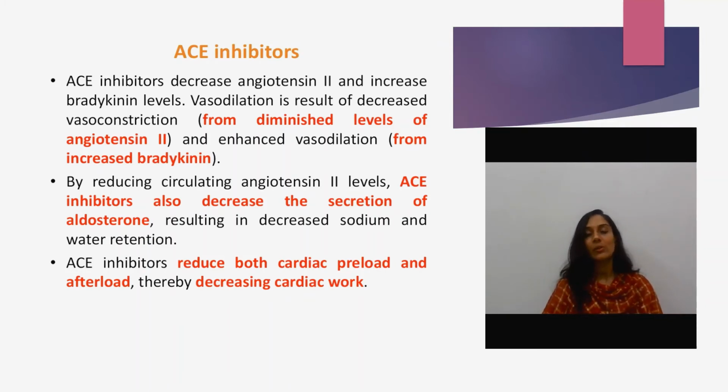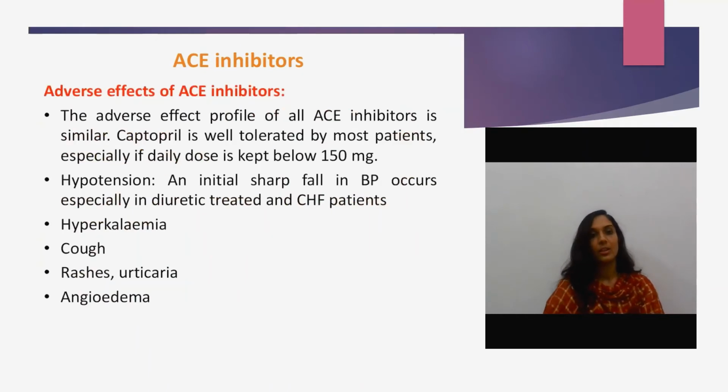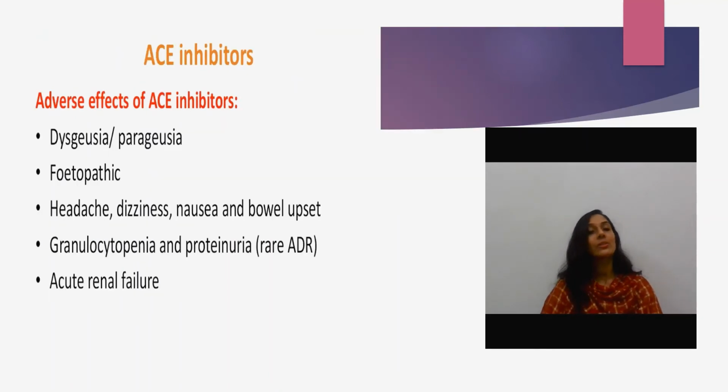By reducing circulating angiotensin 2 levels, ACE inhibitors also decrease the secretion of aldosterone, resulting in decreased sodium and water retention, right? ACE inhibitors reduce both cardiac preload and afterload, thereby decreasing cardiac work. Then adverse effects of ACE inhibitors: it causes hypotension, that is sudden fall in blood pressure, hyperkalemia, cough, rashes, urticaria, angioedema. Then further adverse effects are fetopathic effects, headache, dizziness, nausea, bowel upset, granulocytopenia and proteinuria, right, and acute renal failure.